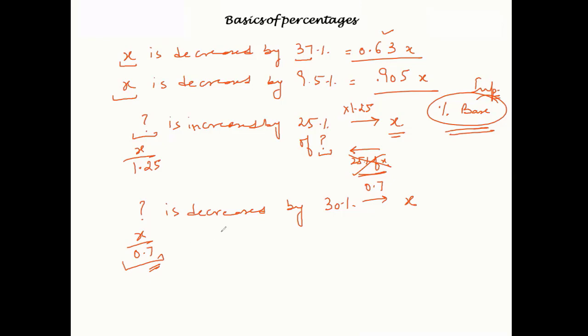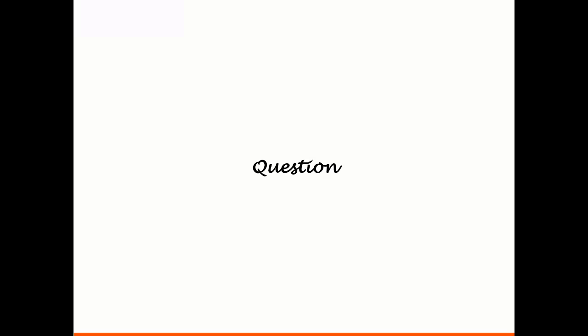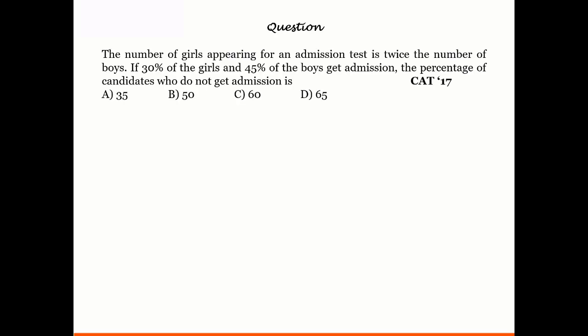Because decreasing 30% makes it 0.7 times, going back, it becomes x divided by 0.7. That becomes our answer. This is one portion in which students normally make mistakes, so you have to keep this in your mind. Okay, let us discuss a question on this now. Pause the video here, take some time to answer this question, and then look at the solution after that. Okay, pause it now.